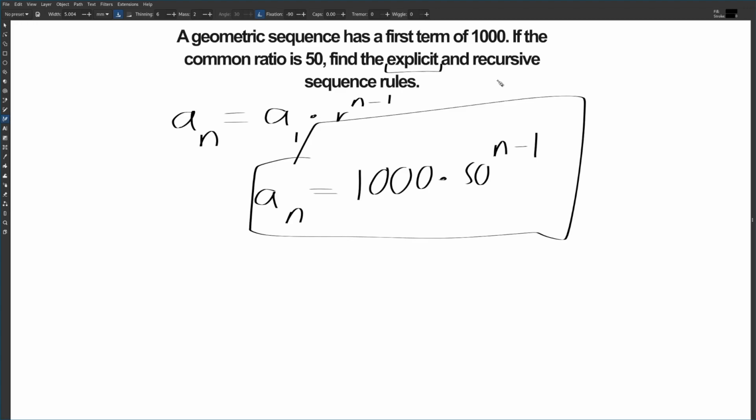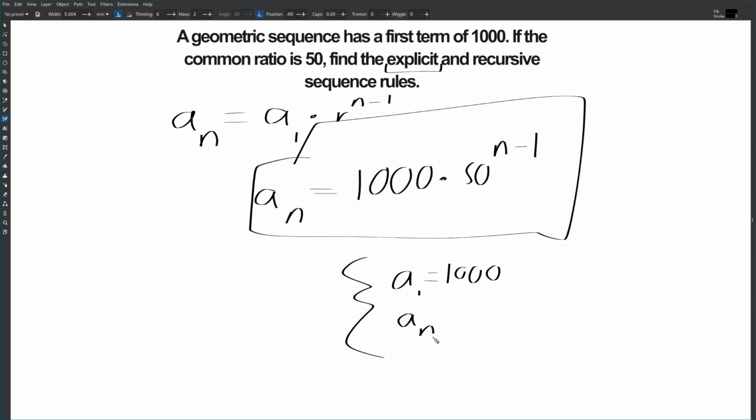Okay, again, recursive. It's like doing that manual thing. So we secure our braces. Give our first term, a of 1 is 1000. And what are you doing in this sequence? Well, you just multiply the previous term by 50 each time.